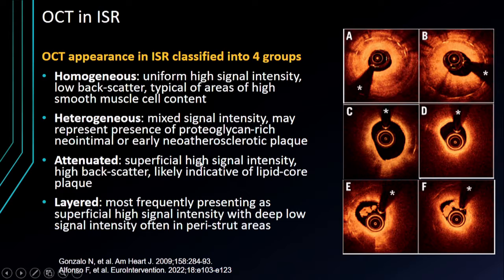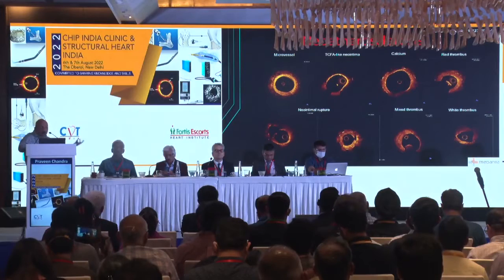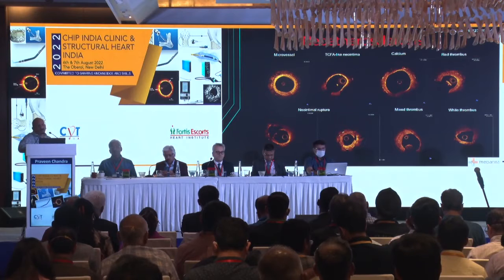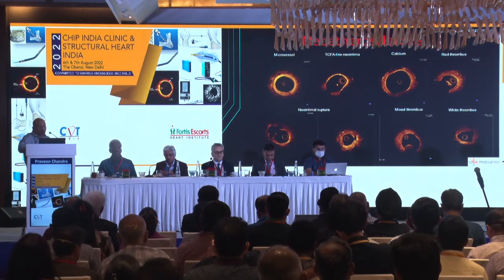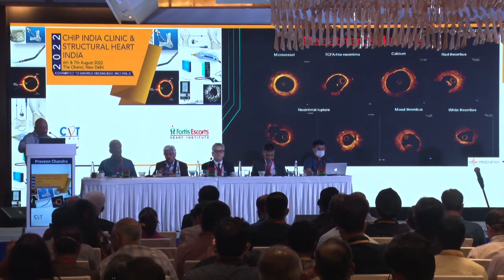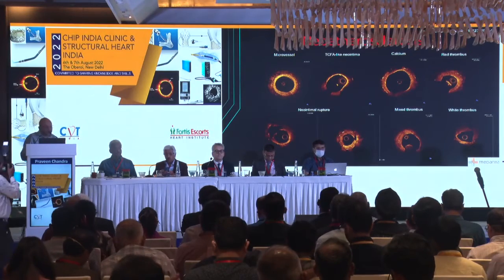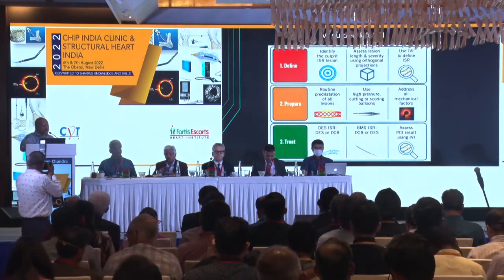It could be a homogeneous in-stent restenosis, as you can see in these pictures, or heterogeneous, attenuated, layered. Many kinds of images can be seen in these patients, and many of these patients who have neoatherosclerosis can have thrombosis also, and plaque rupture, neointimal rupture of these plaques, and all this can be a very mixed bag of pictures which we see in patients with in-stent restenosis. So how do we go ahead then?